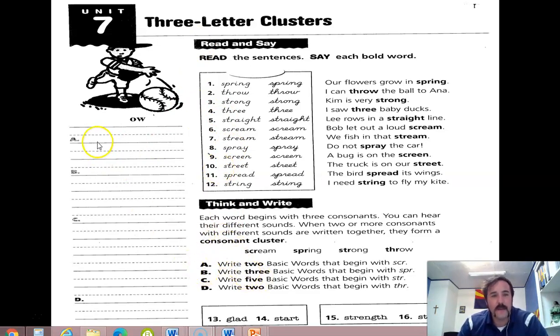So, okay, going on to B, you can see 1, 2, 3 here in section B. It says write three basic words that begin with spra. Find the word. So here's one. And spell it here. C. Write 5 basic words that begin with stra. Find them here. Write them, one per blank. And D. Find 2 basic words that begin with thra.